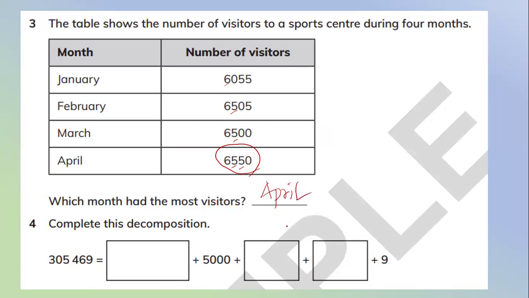Okay. Number 4, complete this decomposition. Okay, let's read the number first. 305,469. So 3 is 300,000. And 0 is a placeholder. 5 is 5,000. Okay, 4 is 400. And 6 is 60. And 9 is 9 ones.